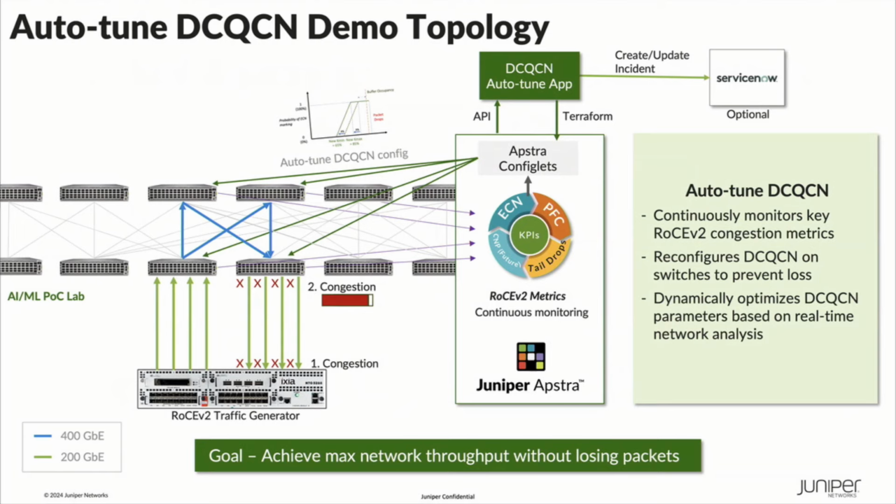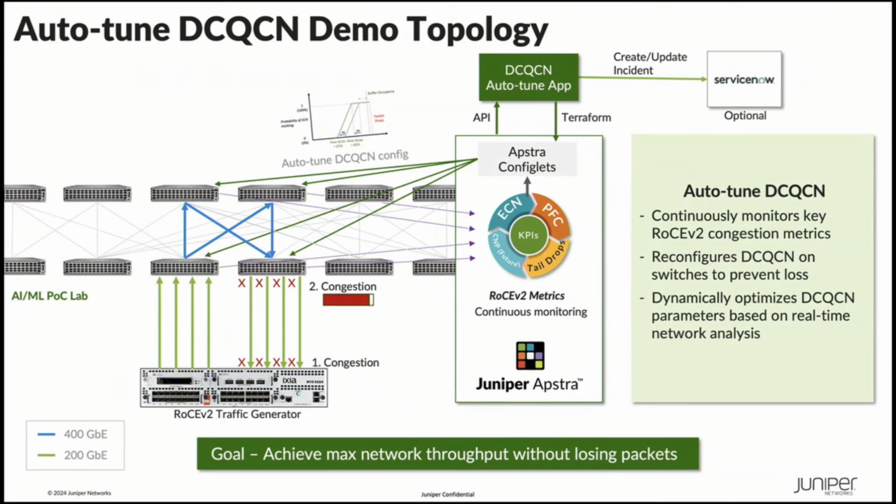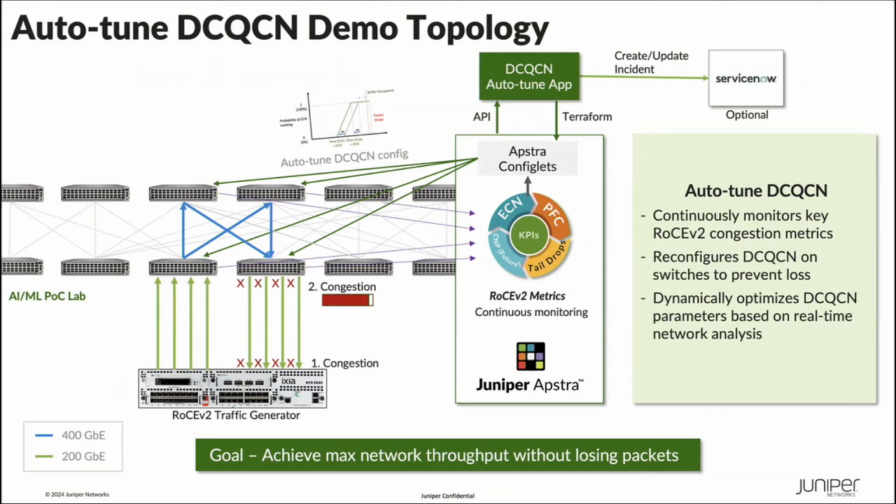So we monitor the ECN, PFC, and tail drops via Apstra, and then we basically make a decision, and then we push out this config. Now there are a few options here. You can say, hey, wherever the congestion is happening, only tweak the congestion parameters on that switch. Or as Jay showed you, Apstra has this concept of leaf and spine.